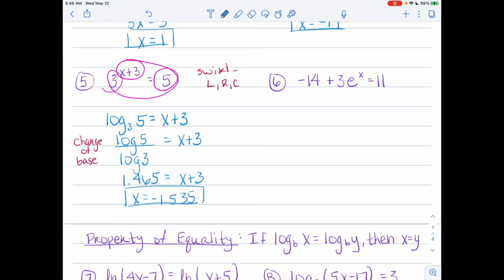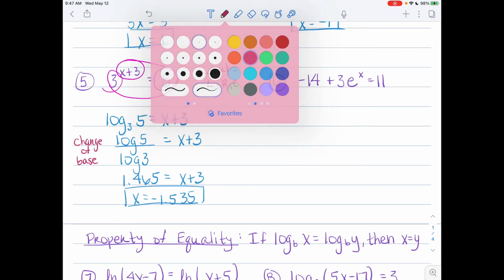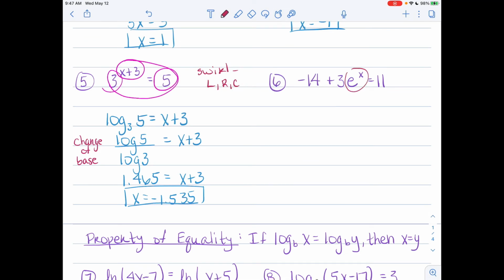Let's take a look at another one. So this time I have something with an exponent. Here I have natural base e raised to the exponent of x. Now, I can't swirl until this is by itself on one side. So we've got some work to do because we need to isolate this before we can do our swirl technique. So let's go ahead and circle that and say need to isolate.